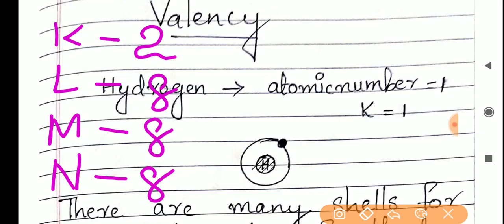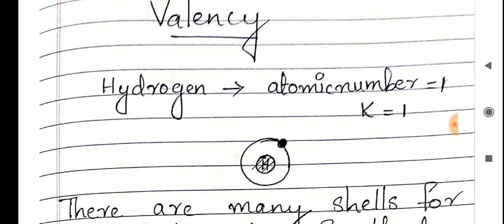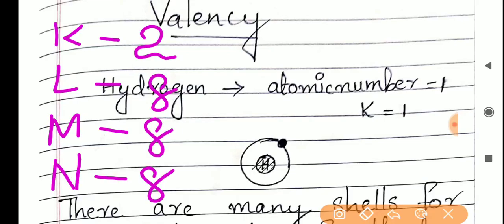So that element's or that atom's tendency will always be to attain stability. Either they will gain that complete electron, or they will lose that electron. In this case, hydrogen has only one electron in its outermost shell. That means hydrogen contains only the K shell having one electron, but the K shell's maximum capacity is 2.